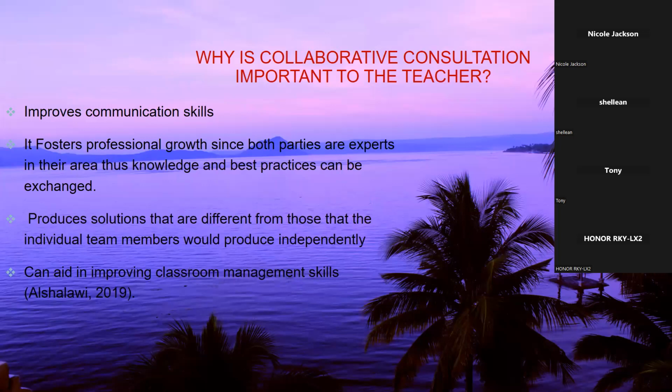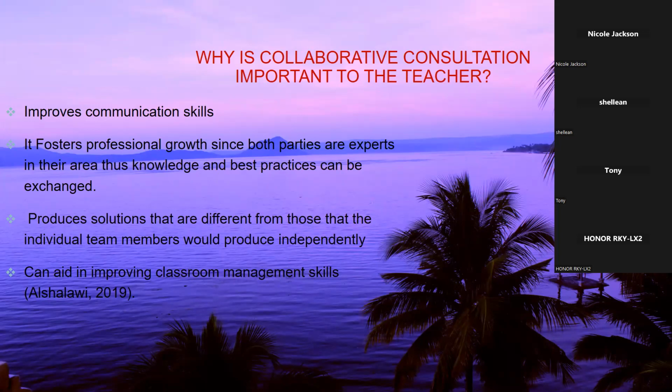Why is collaborative consultation important to teachers? It improves communication skills, right? So by working together, you will have to listen. There are certain skills that are important in communication. One of them is listening, right? One of them is responding and giving feedback. So by collaborating, it builds your communication skills, because if the process is going to be effective, your communication skill has to be very effective.